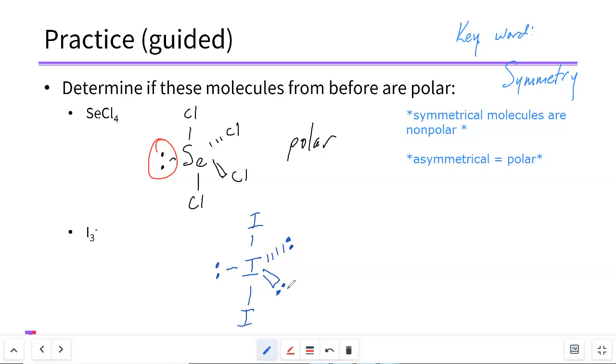Is the equatorial plane symmetrical now? Yes, lone pairs in all 3 positions. So I've got axial symmetry and equatorial symmetry. The whole molecule is symmetrical, even though I've got a combination of iodines and lone pairs here. All the lone pairs cancel each other out. All the iodines cancel each other out. This is nonpolar. Any questions with either of these 2 examples?